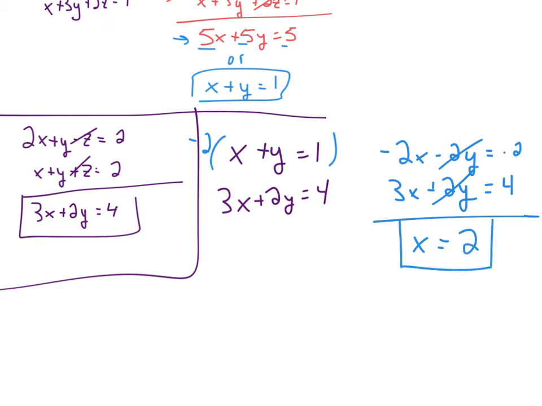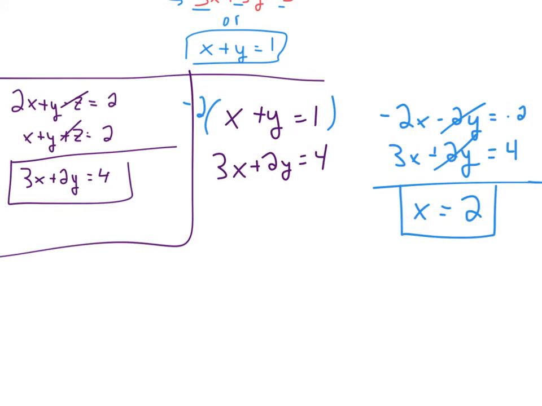Now I have an x, and everything else is just plugging back in. I'm going to use any equation that I have with x and y. I can solve for y. So I'm going to use this one. That's 2 plus y equals 1. You subtract the 2 to the other side, and you get y equals negative 1.